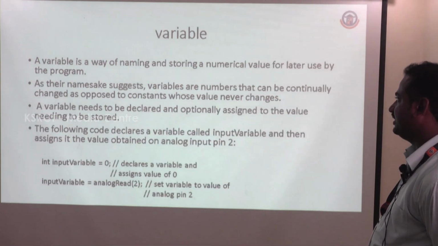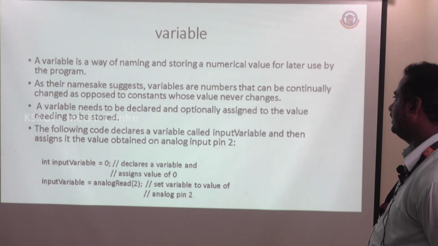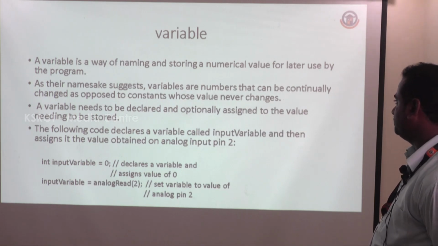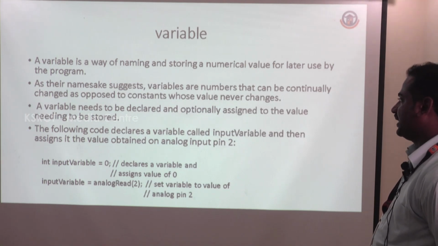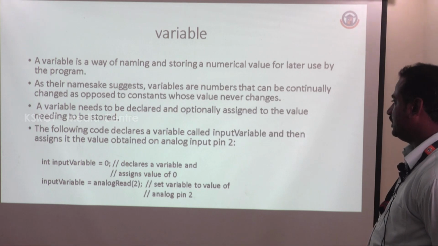Next, variable. A variable is a way of naming and storing a numerical value for later use by the program. As their namesake suggests, variables are numbers that can be continuously changed, as opposed to constants, whose value never changes. A variable needs to be declared and optionally assigned the value needing to be stored.